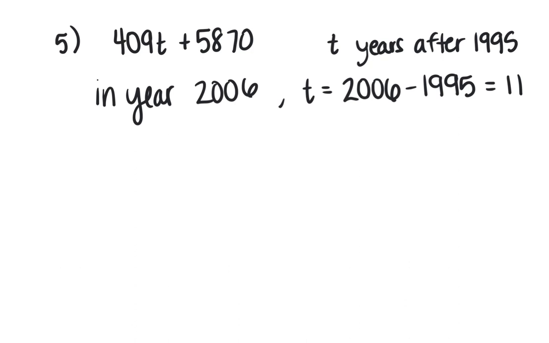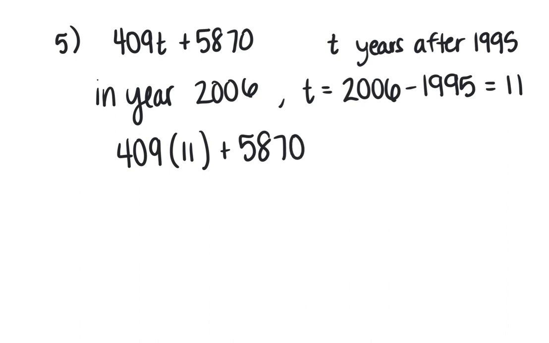So if you're ever measuring years since a certain thing, you just take the current year minus whichever year you're using as your starting point. And that makes the numbers a lot smaller. 11 is a lot easier to deal with than 2006. And so to figure out what the average will be here, you're just going to take the 409, multiply that by the time, which is 11, add the 5,870, and get your answer.